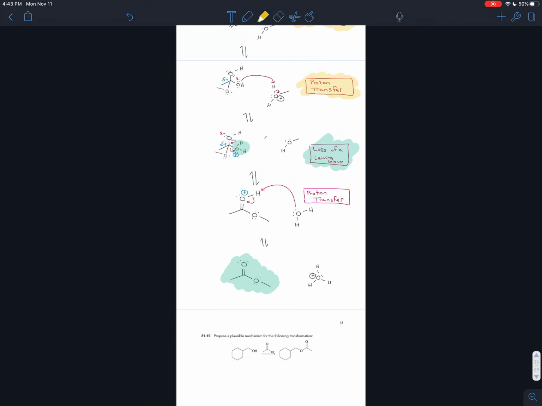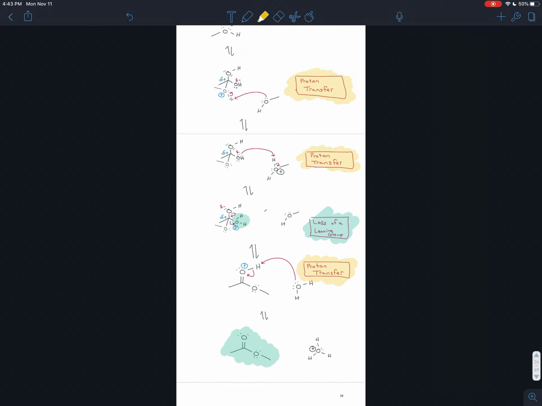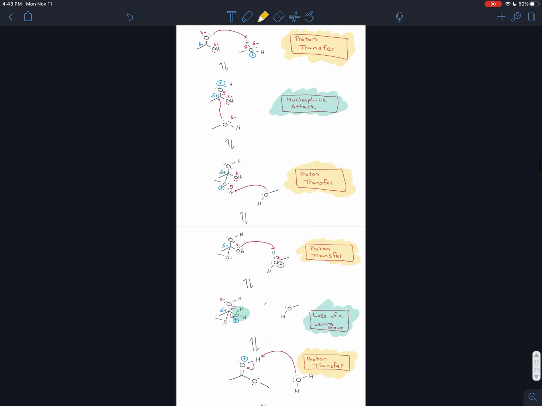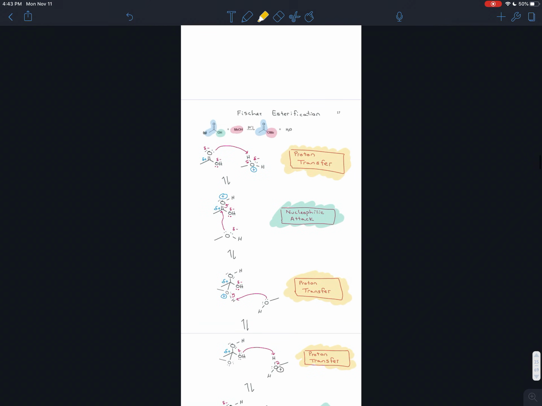Well, that's unstable. We want our final product to be stable. We don't want it to have a full charge. And so you do a proton transfer to stabilize that charge. Proton transfers change the reactivity or stability of a molecule. Overall, though, the essential steps are the nucleophilic attack and the loss of a leaving group.